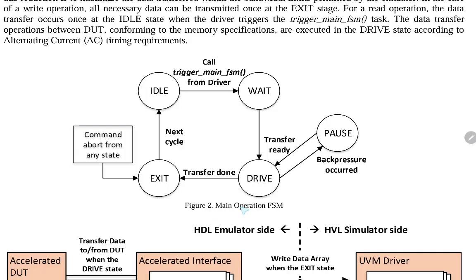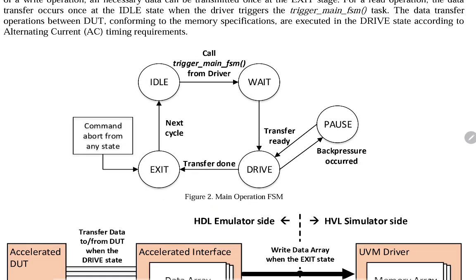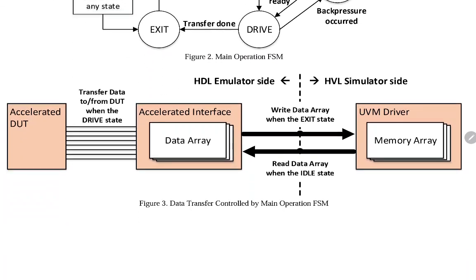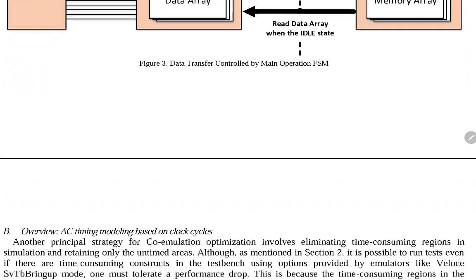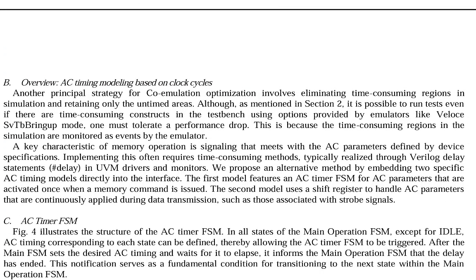So figure 2 is the main operation FSM. Figure 3 is data transfer controlled by memory, a main operation FSM. Section B is overview: AC timing models based on clock cycles.